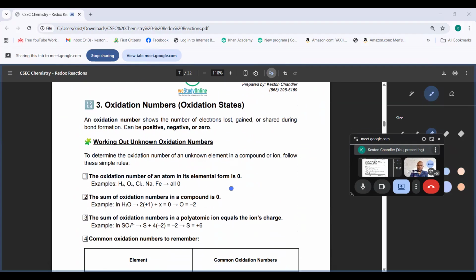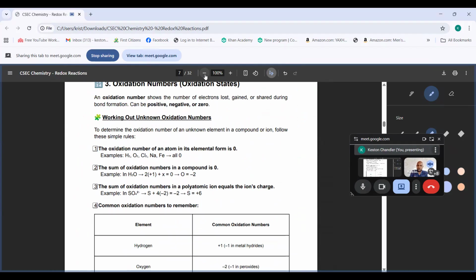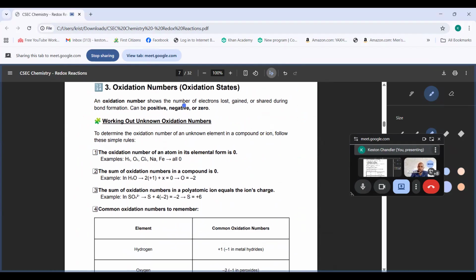So back to our handout. The oxidation number, based on what we were just talking about, shows the number of electrons lost or gained or shared during a bond formation. It can be positive, negative, or zero. We saw that chlorine, for example, had an oxidation number of 0, whereas in our last example, hydrogen had an oxidation number of +1 that remained the same on both sides of the equation. Chlorine had an oxidation number of 0, and then it became negative.